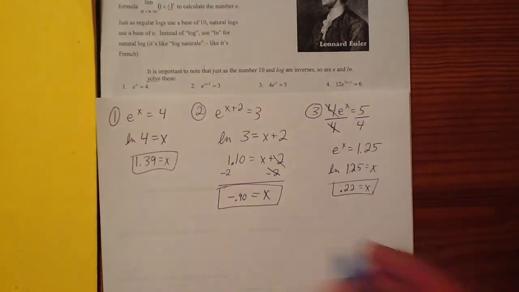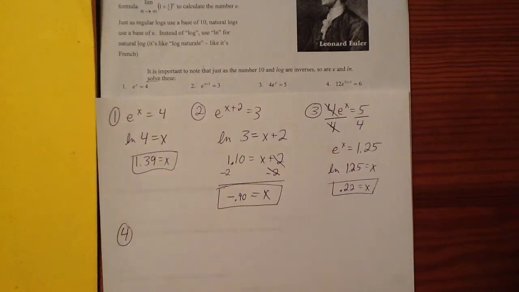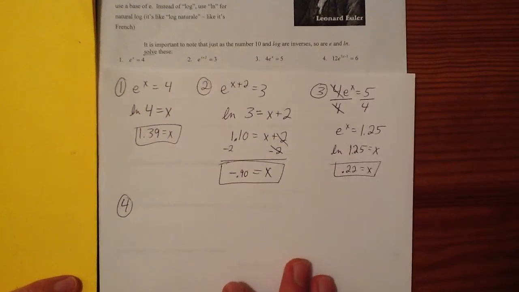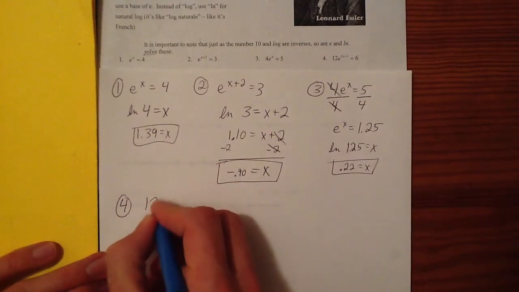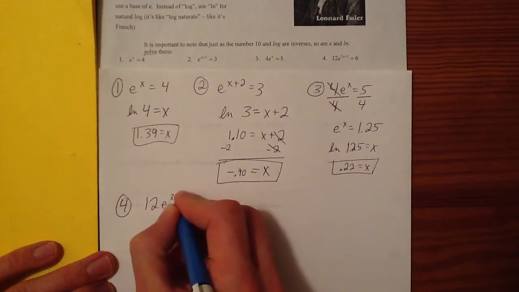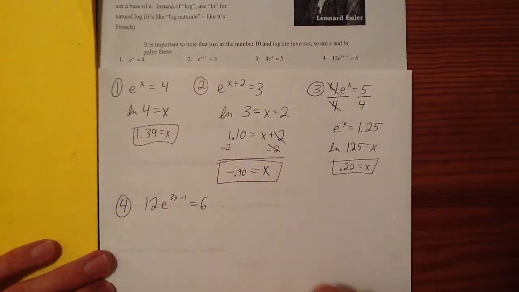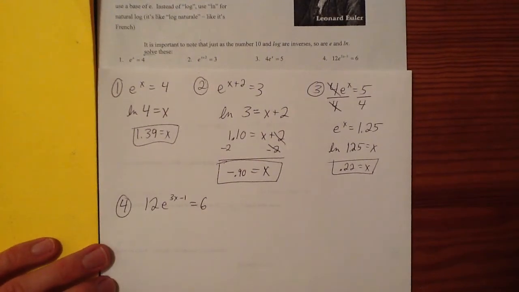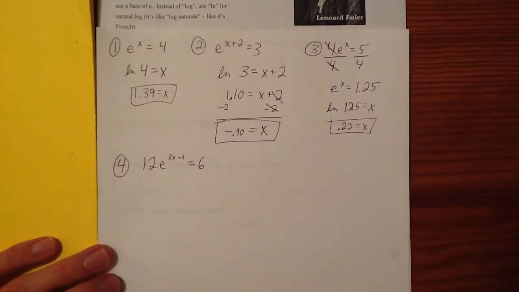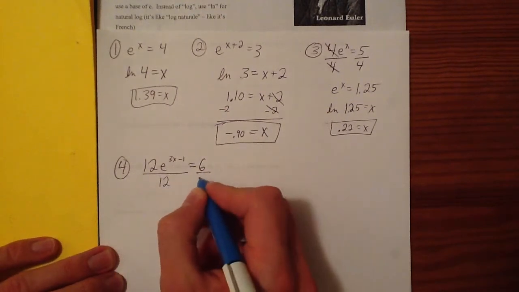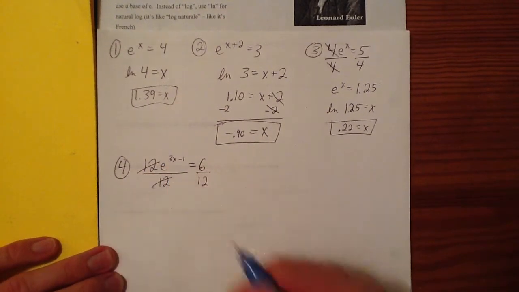Okay, here we go, number 4. Now, what I'd like for you to do is mute your computer. Seriously, mute your computer. Try to do number 4 on your own, because I'm not going to say too much during this problem for 2 reasons. I want you to do it on your own, and I'm losing my voice. We'll start by dividing by 12, and then I'm going to stop talking.